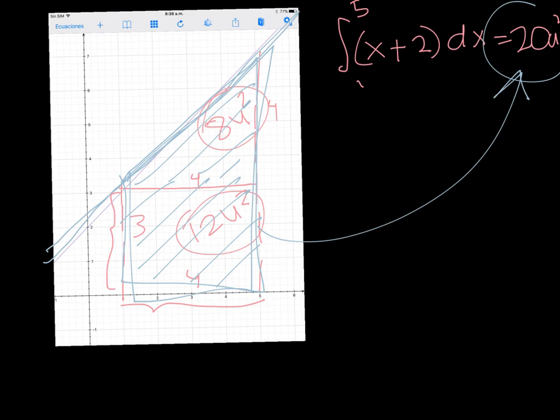Okay, I hope this video has been useful in order to understand the definite integral. All you have to do is follow the formula and substitute in the upper and the lower limits of integration.